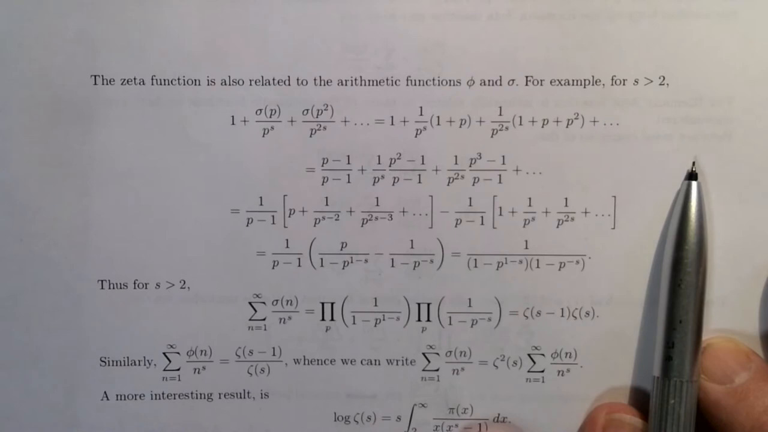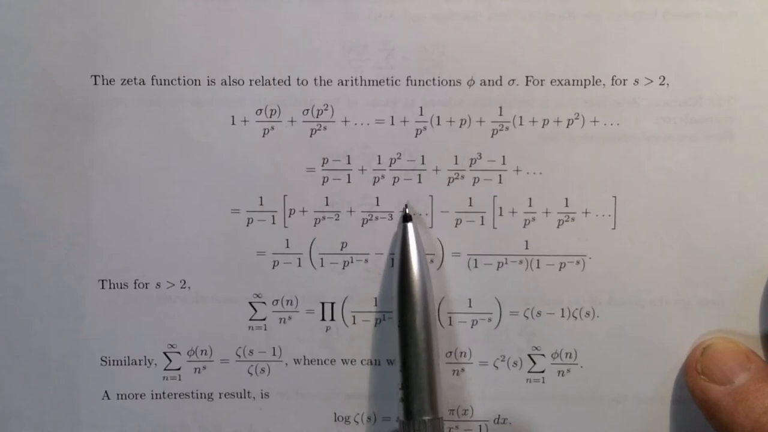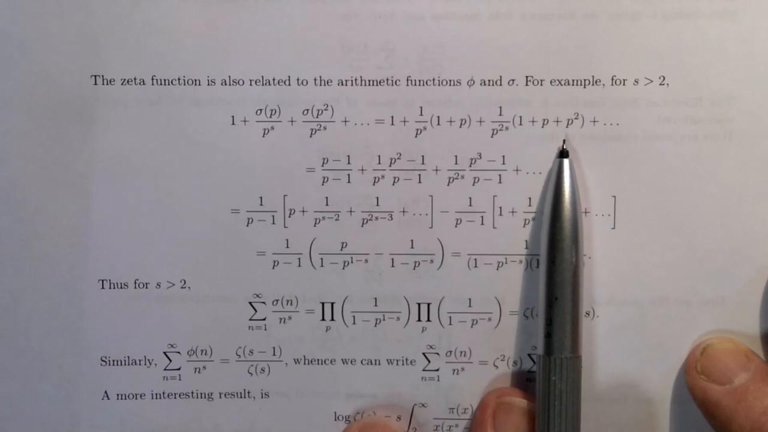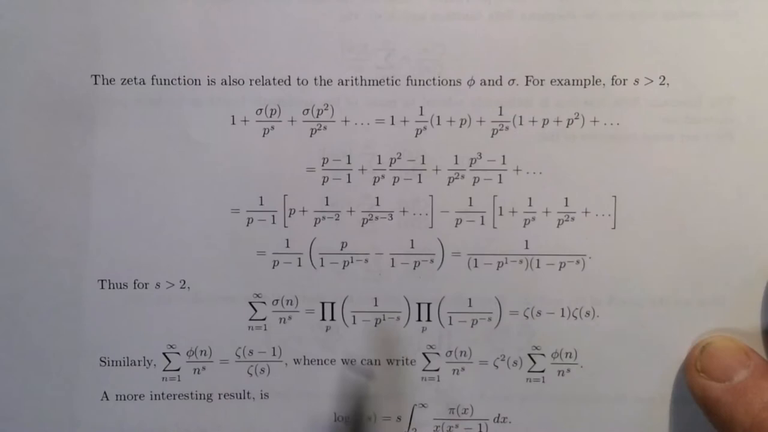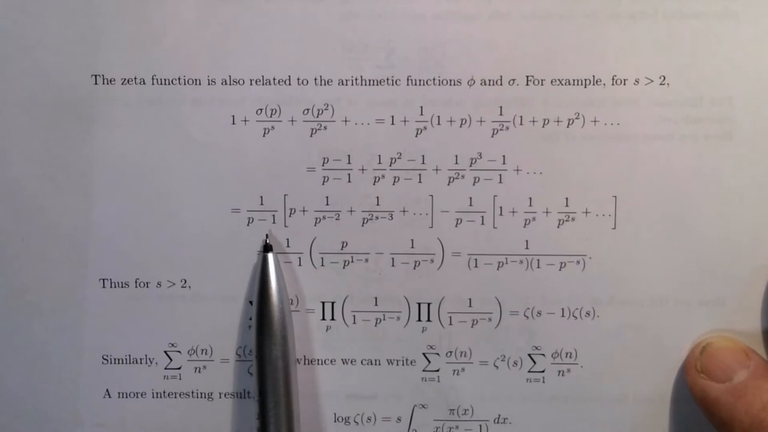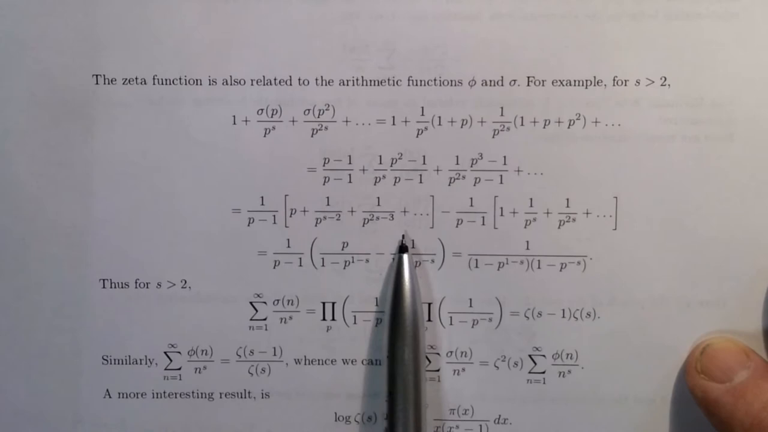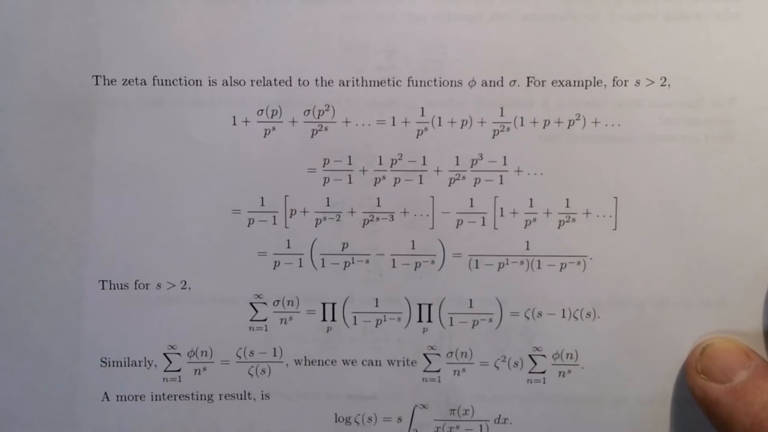And this, I can write the first term as p minus 1 on p minus 1. I can write 1 plus p, we're tempted to write as p squared minus 1 on p minus 1. And 1 plus p plus p squared, we write as p cubed minus 1 on p minus 1, and so on. And that enables me to pull out a factor of p minus 1 out of that, I split this into two bits. I get 1 on p minus 1 times this sum, plus 1 minus 1 on p minus 1 times this sum. So I've just taken this out and split this up into two sums.